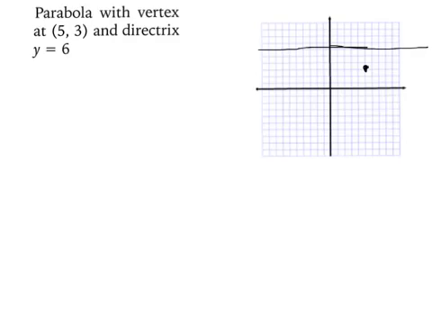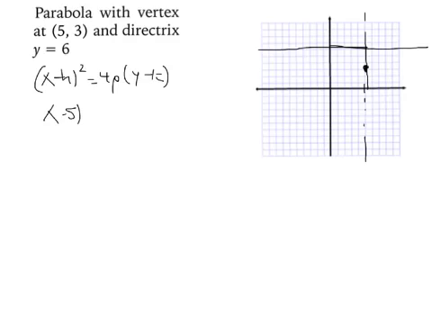Horizontal directrix is telling me that my axis of symmetry is vertical. If my axis of symmetry is vertical, I know I'm using x minus h squared equals 4p times y minus k. Because if my axis of symmetry is vertical, that means my parabola is vertical. But I have x minus 5 squared equals 4p times y minus 3.